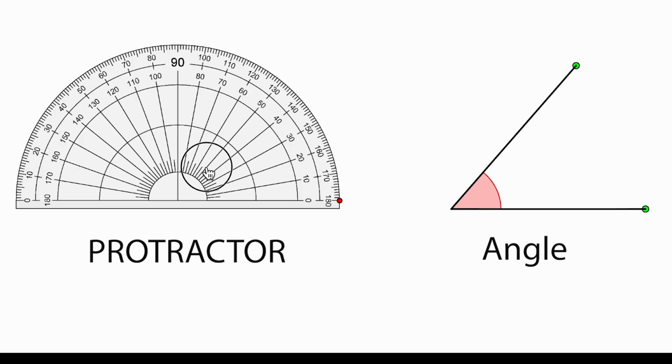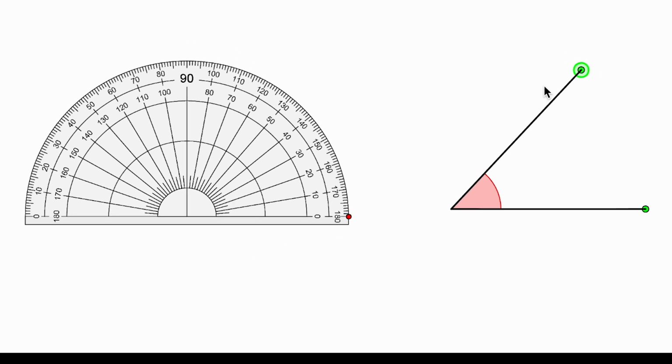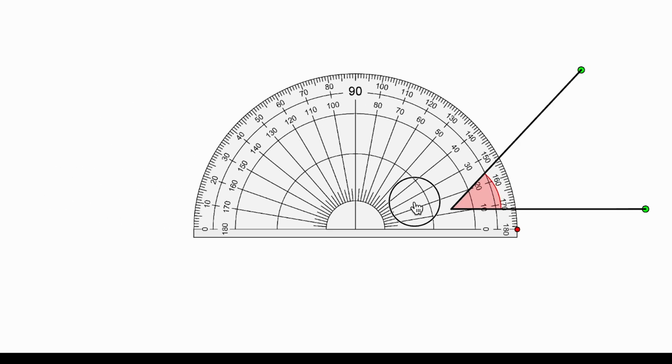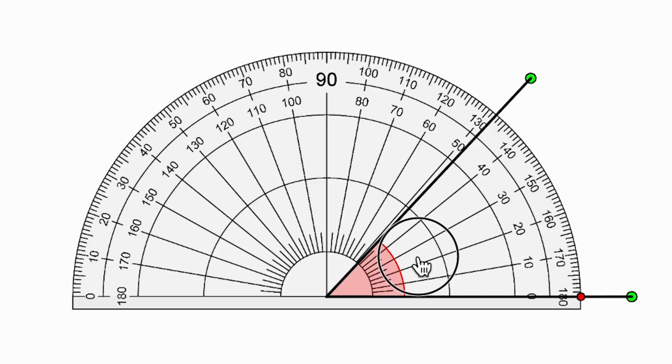This is a protractor, and we use a protractor to measure an angle. First, we bring the protractor over the angle and leave the center of the protractor over the angle like this. Then we align the 0 line on the protractor to one line on the angle, so that the other line can be seen above and through the protractor.